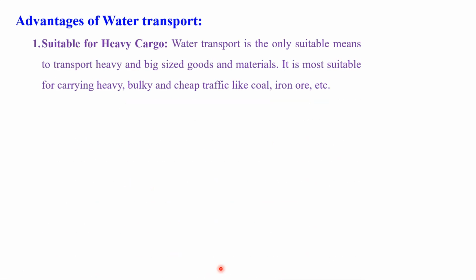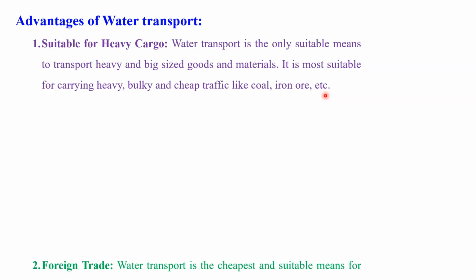Dear student, let us talk about the major advantages of water transport. The first very important advantage of water transport is that it is suitable for heavy cargo, which means it is very suitable for heavy goods. Water transport is the only suitable means to transport heavy and big-sized goods and materials. It is the most suitable for carrying heavy, bulky and cheap traffic like coal, iron ore and so many other things. For that purpose we use water transportation. Therefore, if you want to carry all these things, then as compared to other modes of transportation, water transportation is very important.